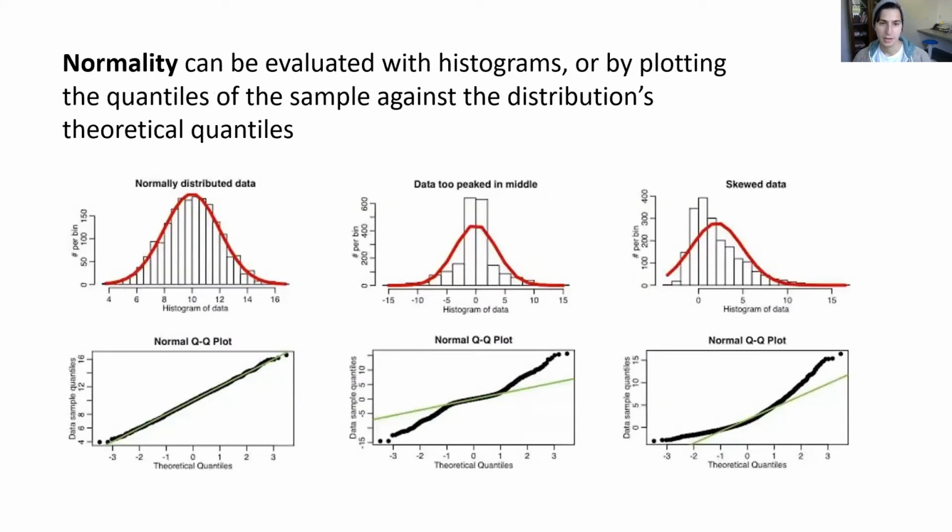We can evaluate the normality assumption by just plotting histograms of the model residuals and seeing if they look approximately normal, or by plotting the quantiles of the residuals against the normal distribution's theoretical quantiles. If they match up really well, falling on a one-to-one line, then that would tell us that the residuals are approximately normal. And here we have data simulated from a normal distribution, which match up really well with the quantiles of the normal distribution.